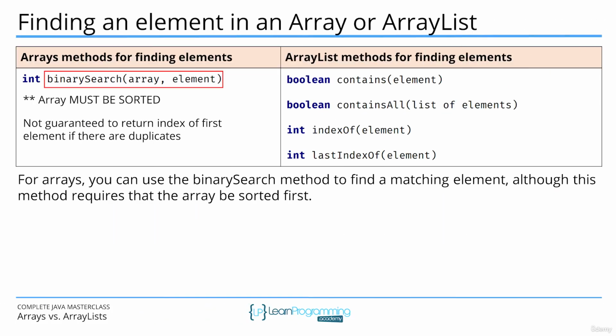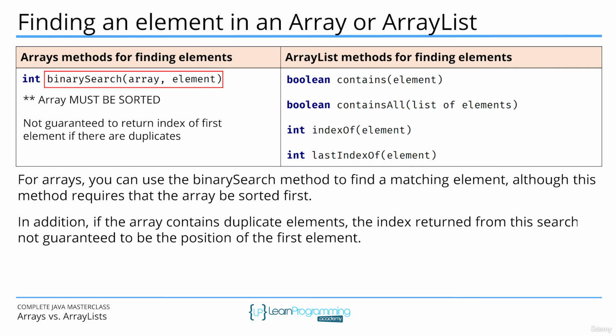For arrays, you can use the binarySearch method to find a matching element, although this method requires that the array be sorted first. In addition, if the array contains duplicate elements, the index returned from this search is not guaranteed to be the position of the first element.